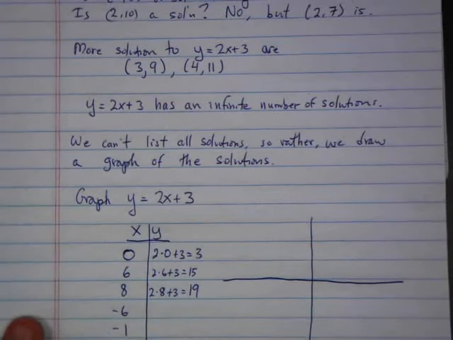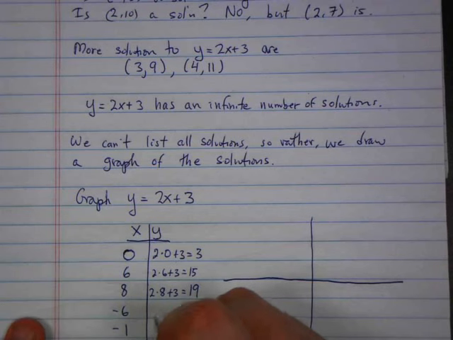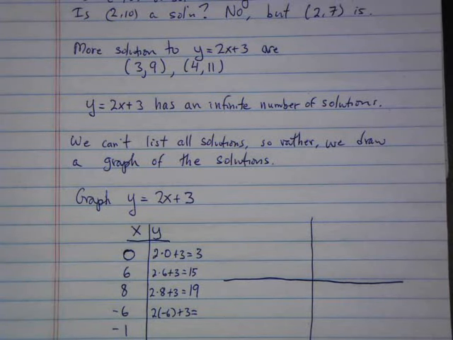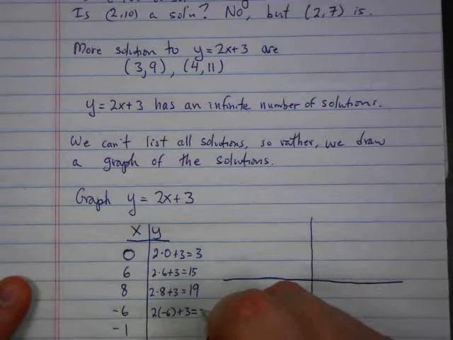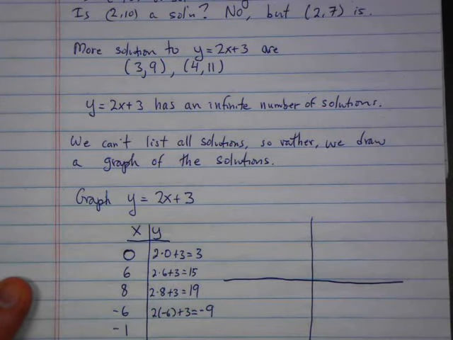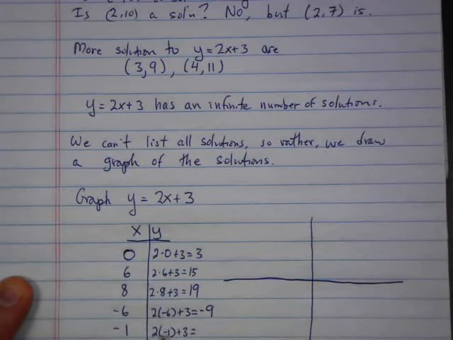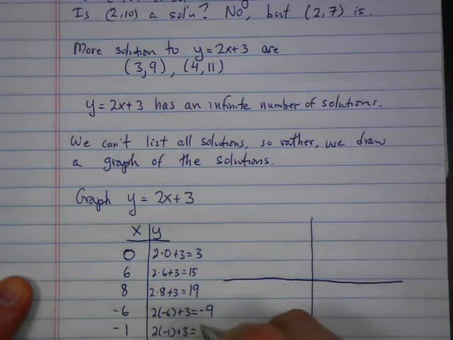Okay, then we plug in negative 6. Now we've got to be very careful with our minus signs. 2 times negative 6 plus 3. How much is 2 times negative 6? Negative 12. And then you have to add 3. So negative 9. That's right. You spent $12 and then somebody gave you 3. You're still $9 in the hole. That's negative 9. And finally, we plug in negative 1. 2 times negative 1 plus 3. 2 times negative 1. Negative 2 plus 3. Positive 1.